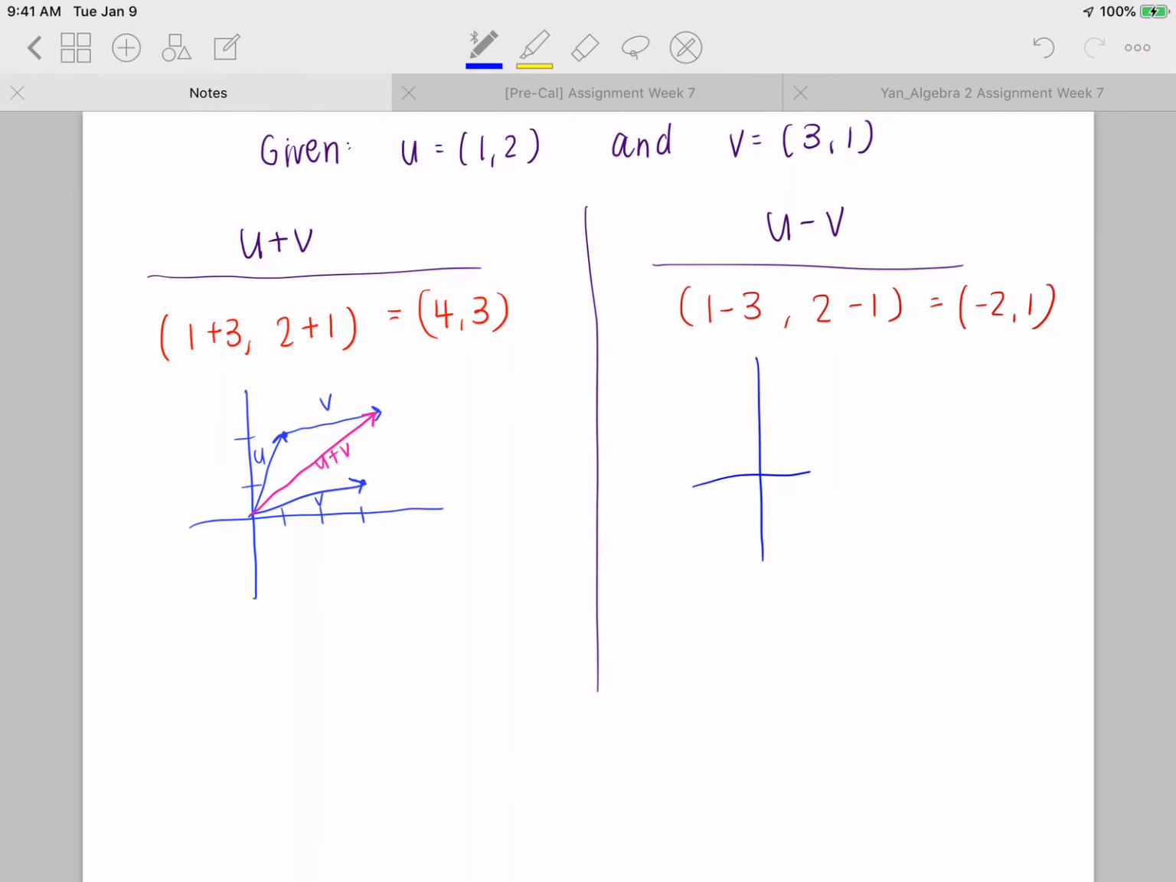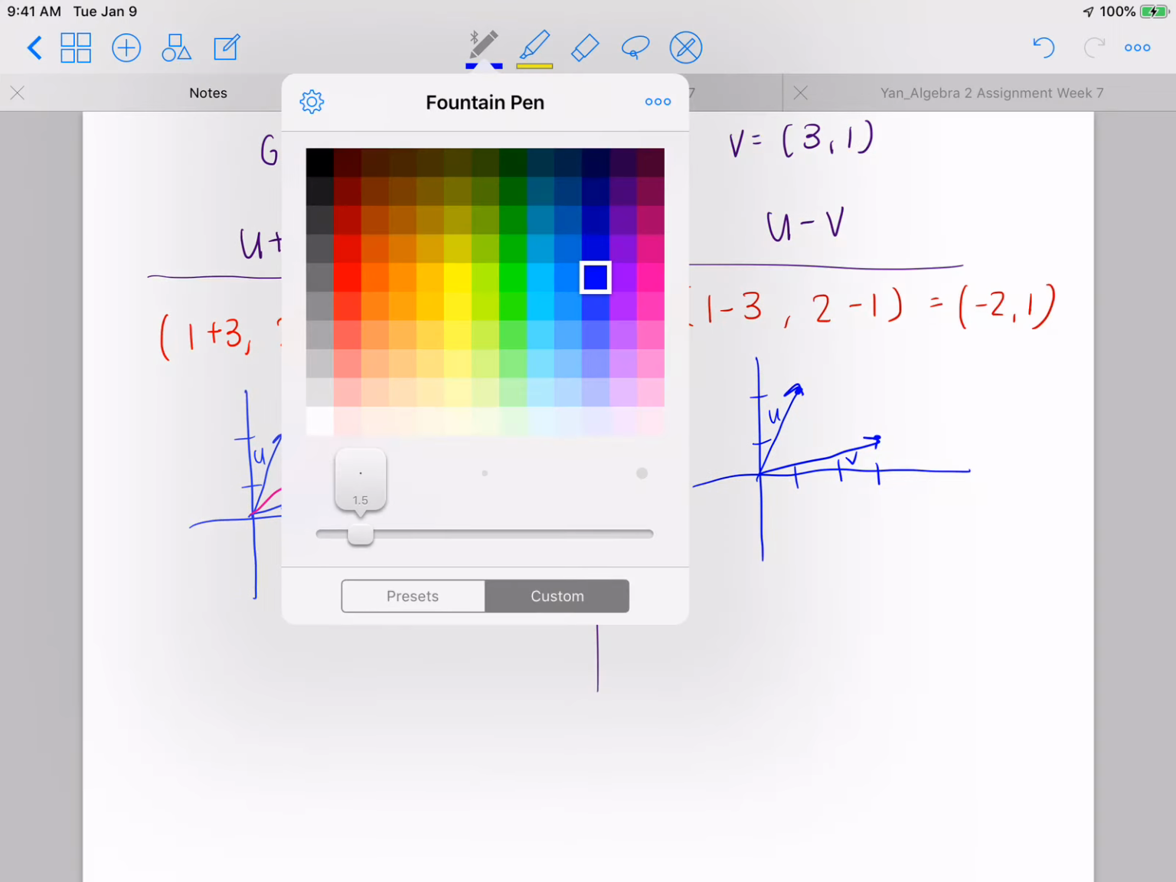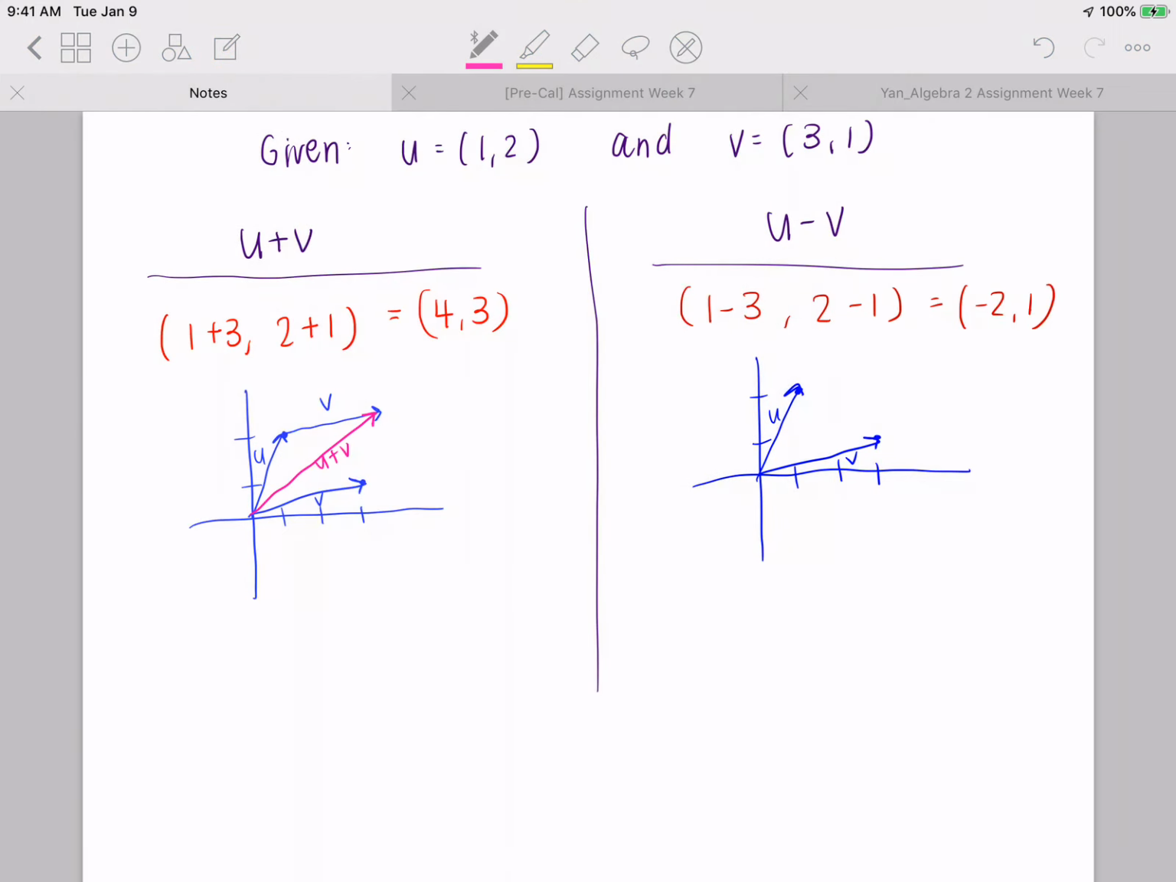Let's draw it out. 1 up 2, again, is right here. 3, 1. This is v, this is u. Okay, our final answer here is to go from the last one to u. So u minus v looks like this.